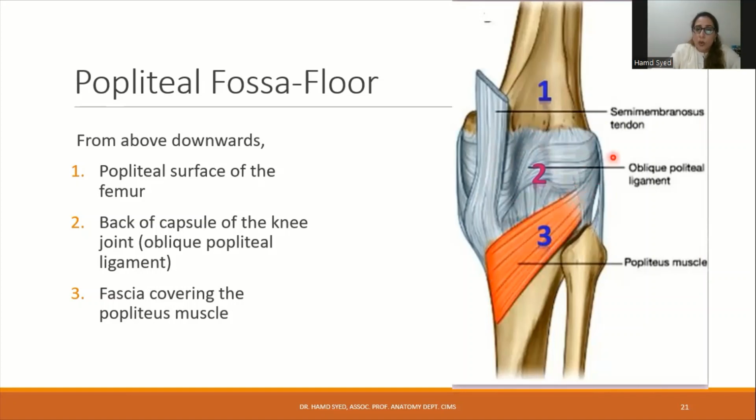Popliteus muscle has its origin from the lateral femoral condyle, and it is inserted into the upper part of the posterior aspect of the tibia bone.